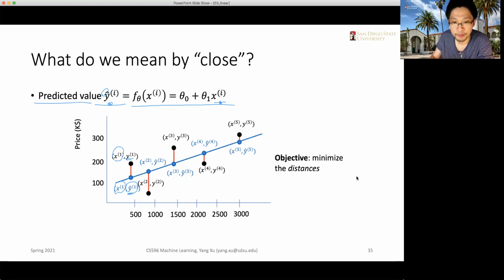Okay, and our objective is to minimize those distances. This comes from intuition. If the distances are too far, then the model deviates too much from the actual data, which is not something we want. So intuitively, we want the line to be as close to the actual data as possible. That is, we want the y hats to be as close to the y as possible.